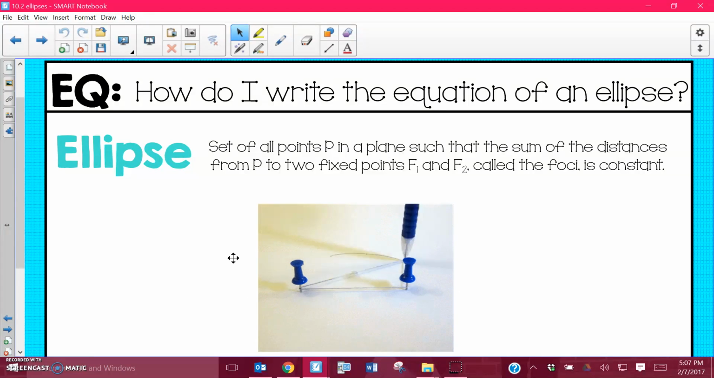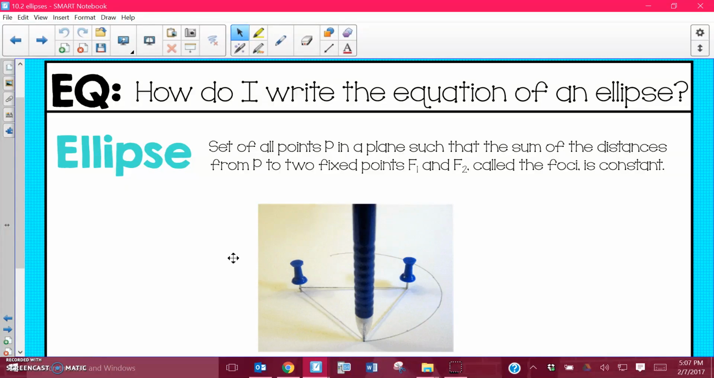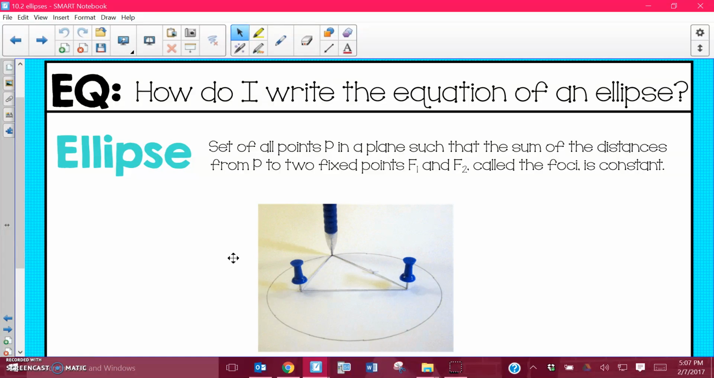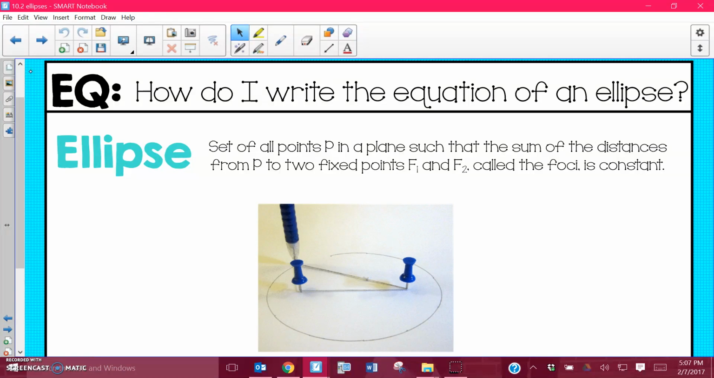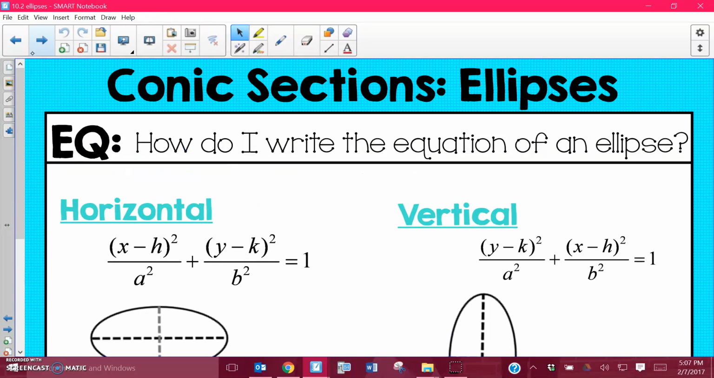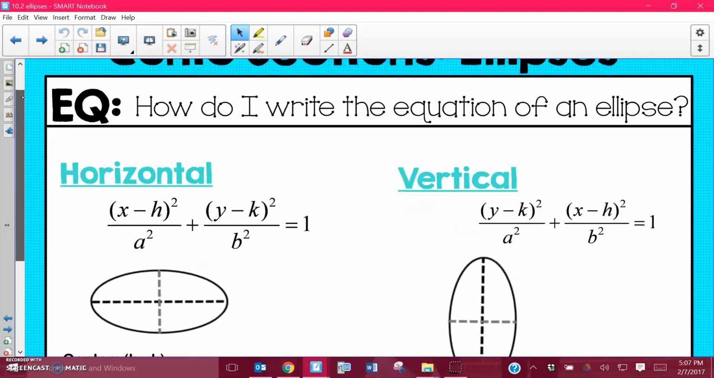So an ellipse, remember, is when we cut the cone at an angle that doesn't go through the base. And so that's kind of what we're looking at today. There is another set of equations that go with ellipses, and they look a little bit scary at first, but don't worry too much.